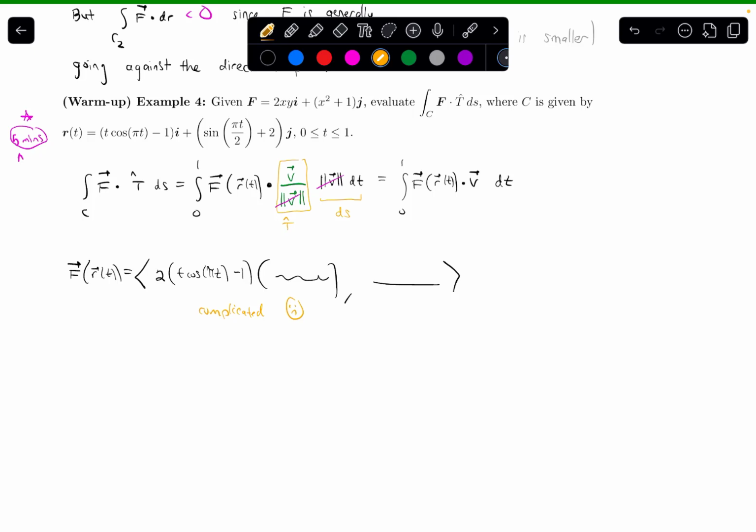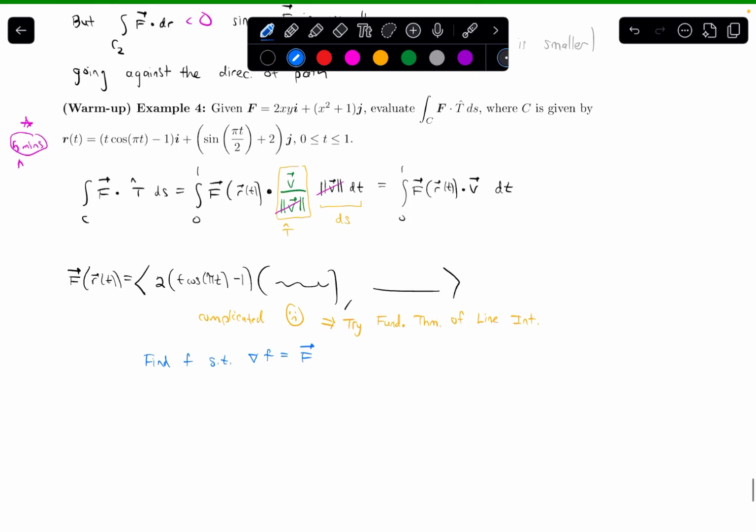And luckily there is, which is to try our fundamental theorem of line integrals, which I'll abbreviate as line int. Remember, the idea with that is we try to find a function lowercase f such that the gradient of little f equals our vector field. So what we need is the partial derivative of f with respect to x to be equal to this x component, 2xy.